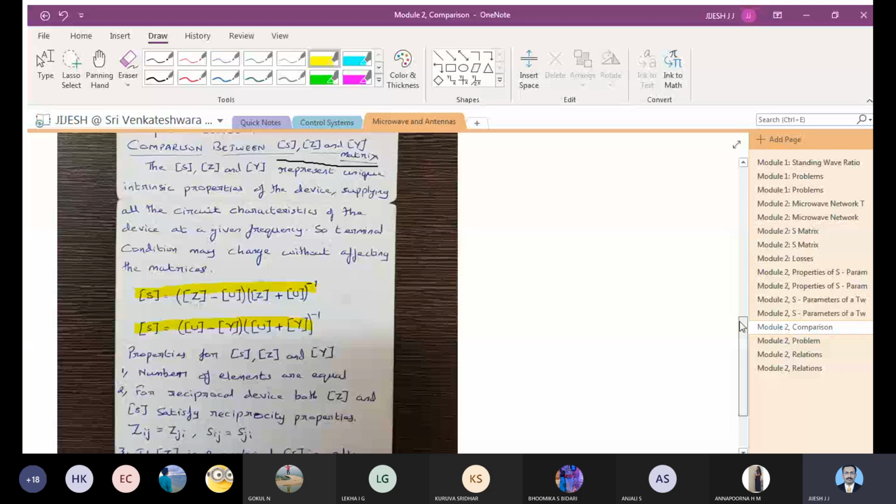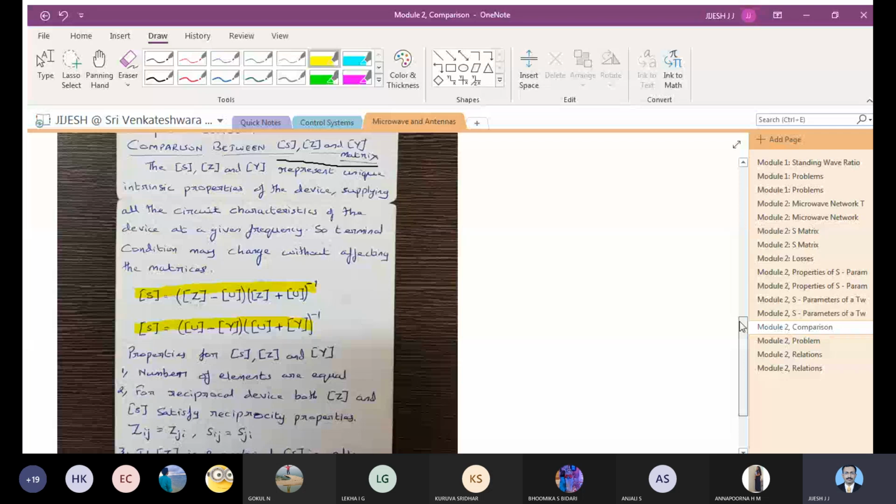The second is that for a reciprocal device, both matrix Z and matrix S satisfy the reciprocity property. What is the reciprocity property? Sij and Sji are equal. So with the help of reciprocity, Zij can be written as Zji, and Sij can be written as Sji. The third is that if Z is symmetrical, matrix S is also symmetrical.